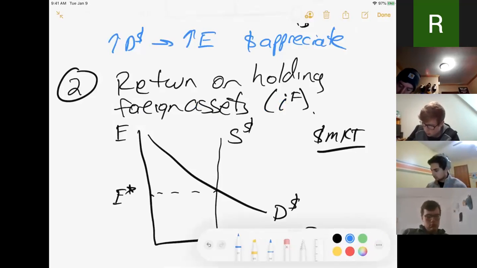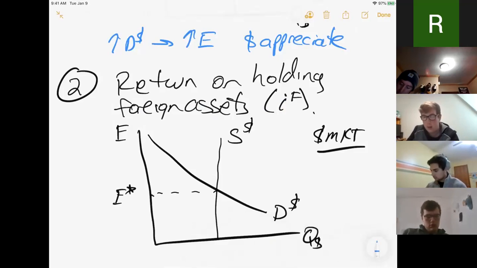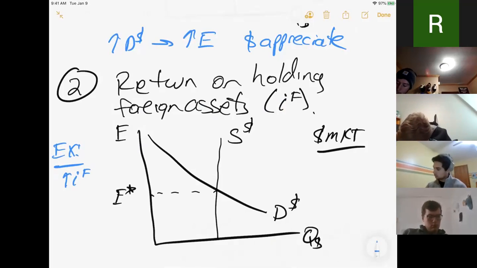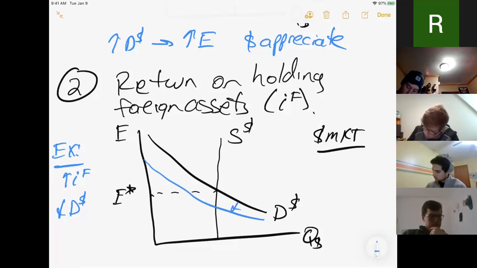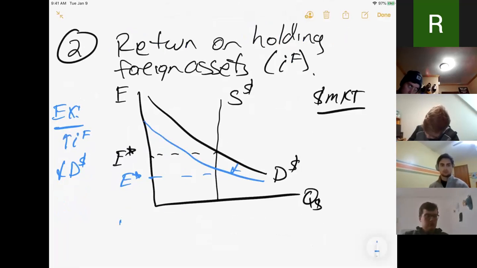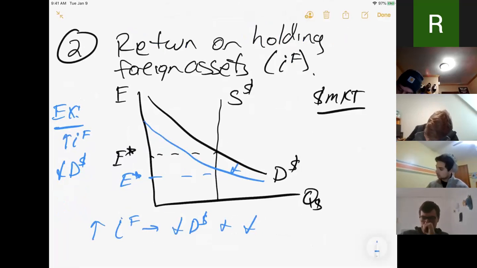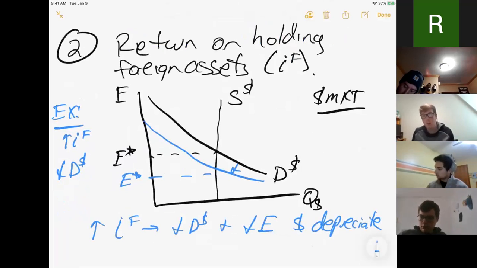What happens if, in this example, there's an increase in interest rates in foreign countries? For instance, an increase in the Japanese yen interest rate. Well, that's going to reduce the demand for dollars because now it makes holding Japanese assets more attractive. The reduction in demand for dollars should have just the opposite effect. The dollar should depreciate.